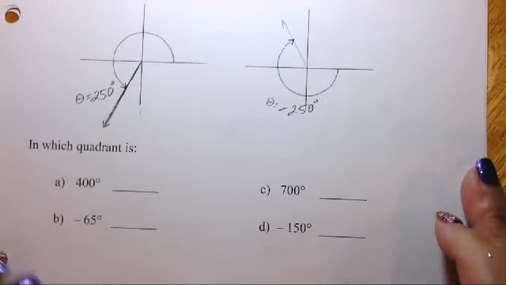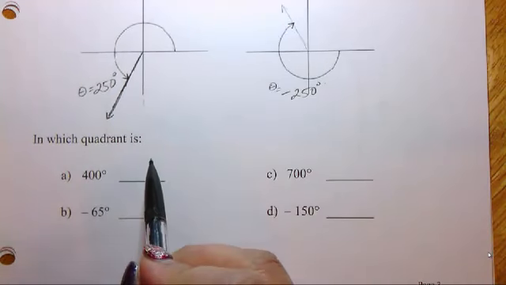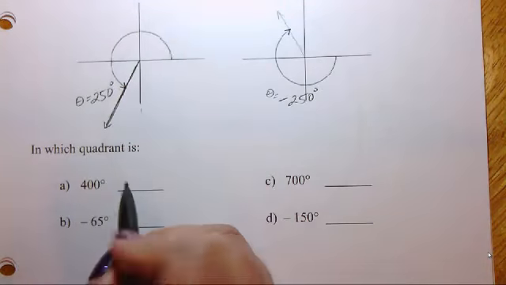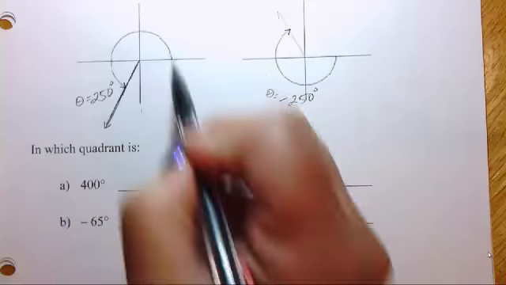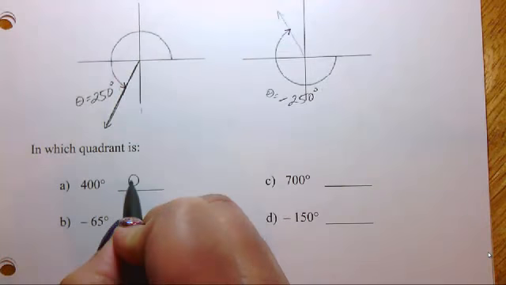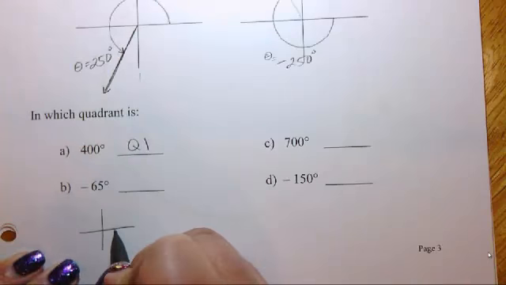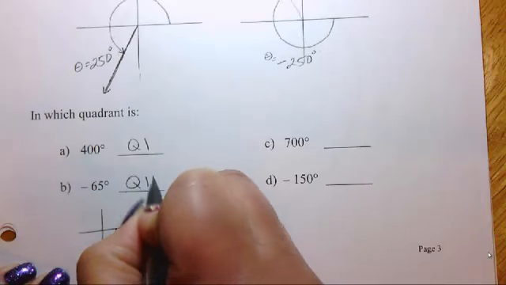Okay. So which quadrant is 400 degrees in? So we're going to assume that we're going in the positive direction. So we're starting here and we're going around this way. Now, 400 degrees is going to go all the way around 360 and then a little more and end up in the first quadrant. Negative 65 is going to be starting here, and then it's going to go in the negative direction. It's not going to make it all the way to the, this from here to here would be 90, so it's not going to go any further than that. This is going to be in quadrant 4.